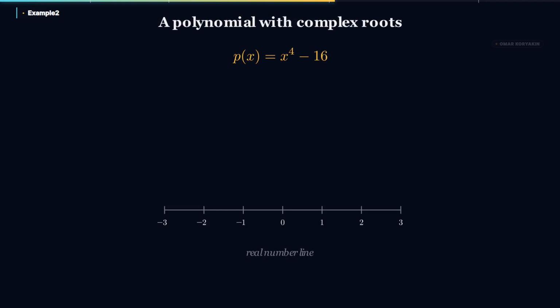Second worked example. Find every root of p of x equals x to the fourth minus 16. The polynomial has degree 4, so the fundamental theorem promises exactly 4 roots. The number line below is where the real ones will land.